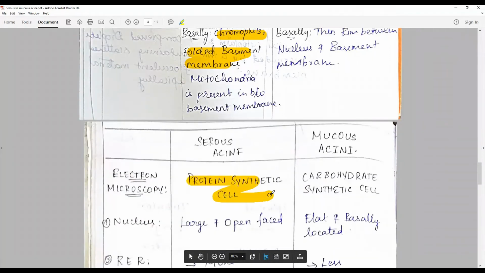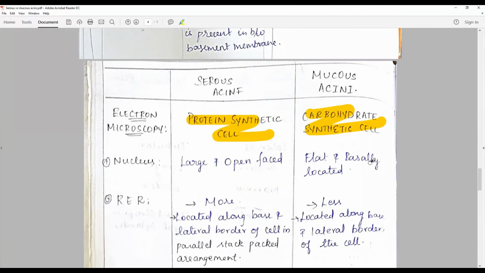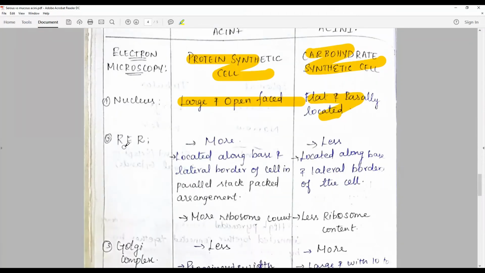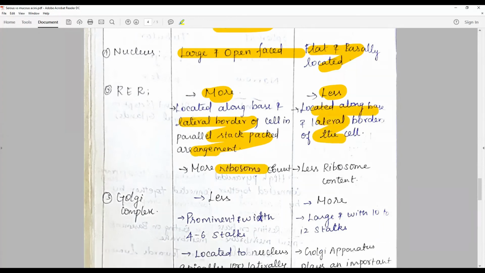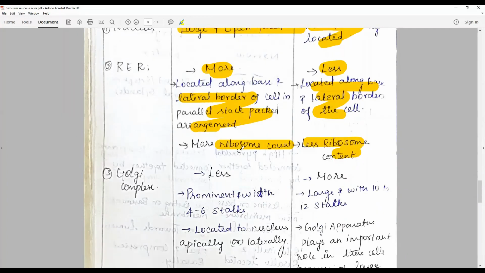Under electron microscopy, serous cells are more like protein synthetic cells, whereas mucous acini have features of carbohydrate synthetic cells. The nucleus is often large and open faced. Here, flat, basally located, again open faced. Rough endoplasmic reticulum is more in serous acini, less in mucous acini. They are located along the base and lateral border of the cell in parallel stacked arrangements. More ribosome count, less ribosome count. Golgi apparatus less in serous, more in mucous.